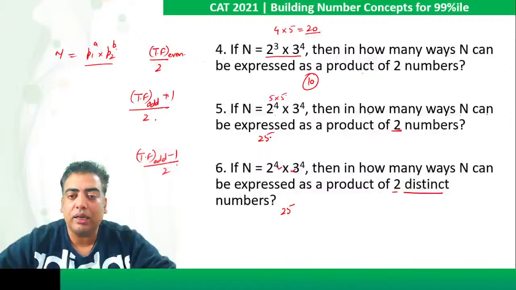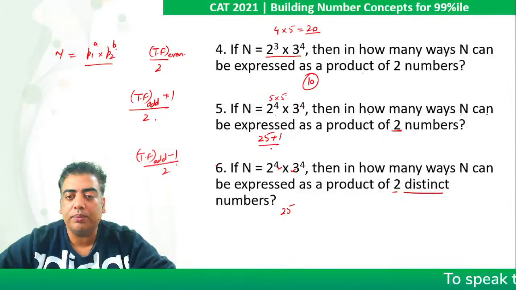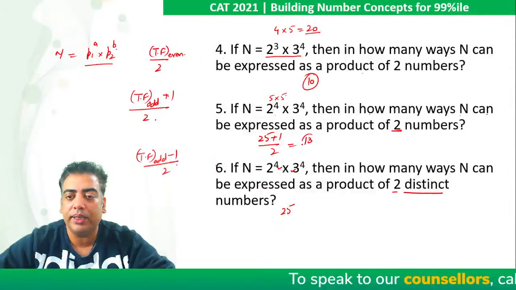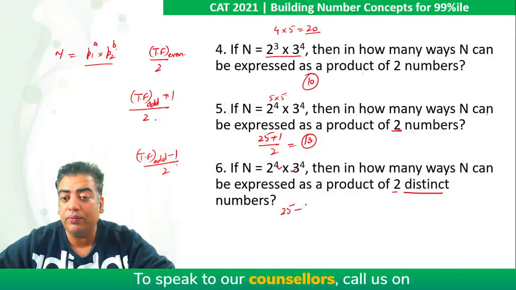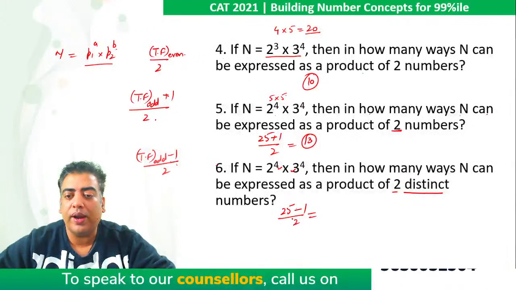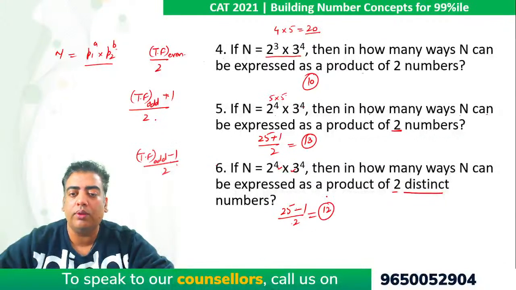So here the answer comes out to be 25 plus 1 by 2, which is a total of 13 pairs. So here I will be getting 1 pair less. So 24 by 2 comes out to be a total of 12 pairs.